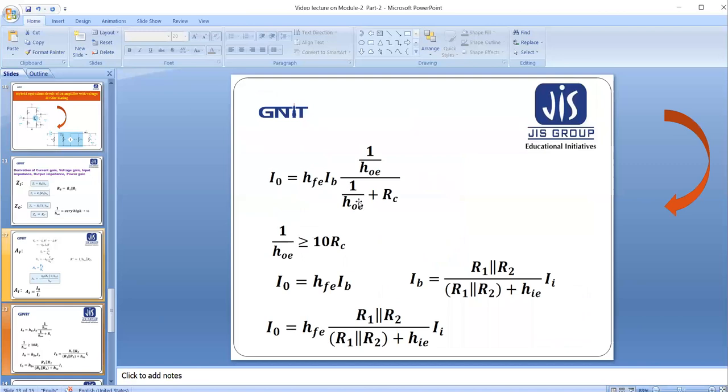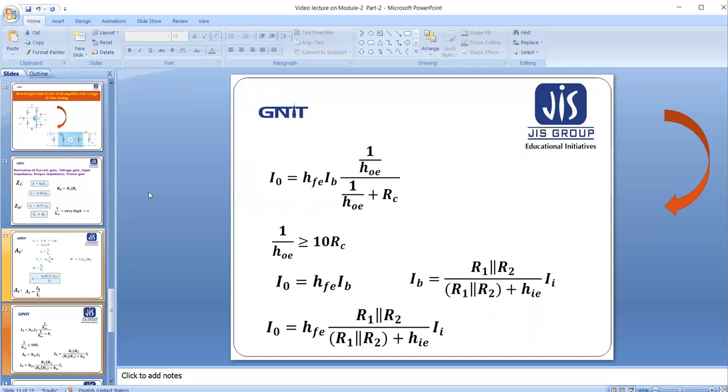So I naught will be just like this, and 1 by HOE is greater than or equal to 10 times RC. Therefore, we can neglect the RC term. So this 1 by HOE cancels out, and I naught becomes HFE into IB. How fantastic! So basically, it is the collector current.